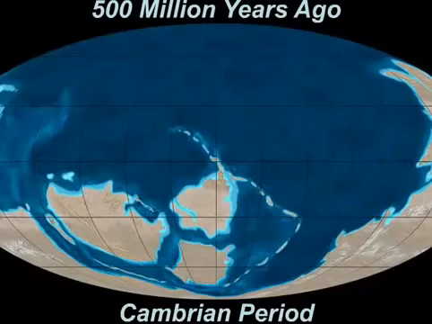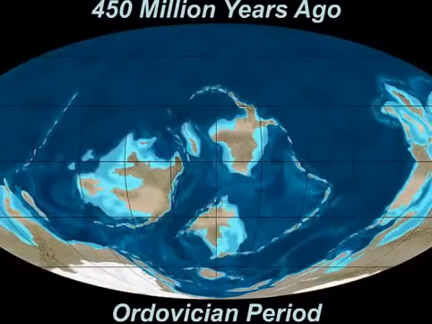which is much different than what we see today, in which most of the continents and land masses are in the northern hemisphere. Like I said, it's very hard to predict exactly where all these land masses were 500 million years ago, but some have argued that what we're looking at right here is the breakup of a former supercontinent. Going down more recently, we have the Ordovician period.